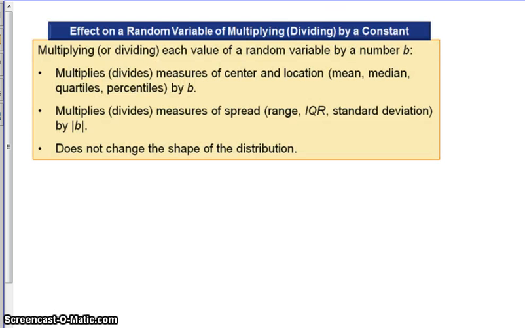Okay, so here again it talks about the effect on a random variable when we multiply or divide. Just like it was with the linear transformation. If we multiply, it changes my center and location by a factor of b. It changes my spread, and again, by the absolute value. It does not change the shape of my distribution.